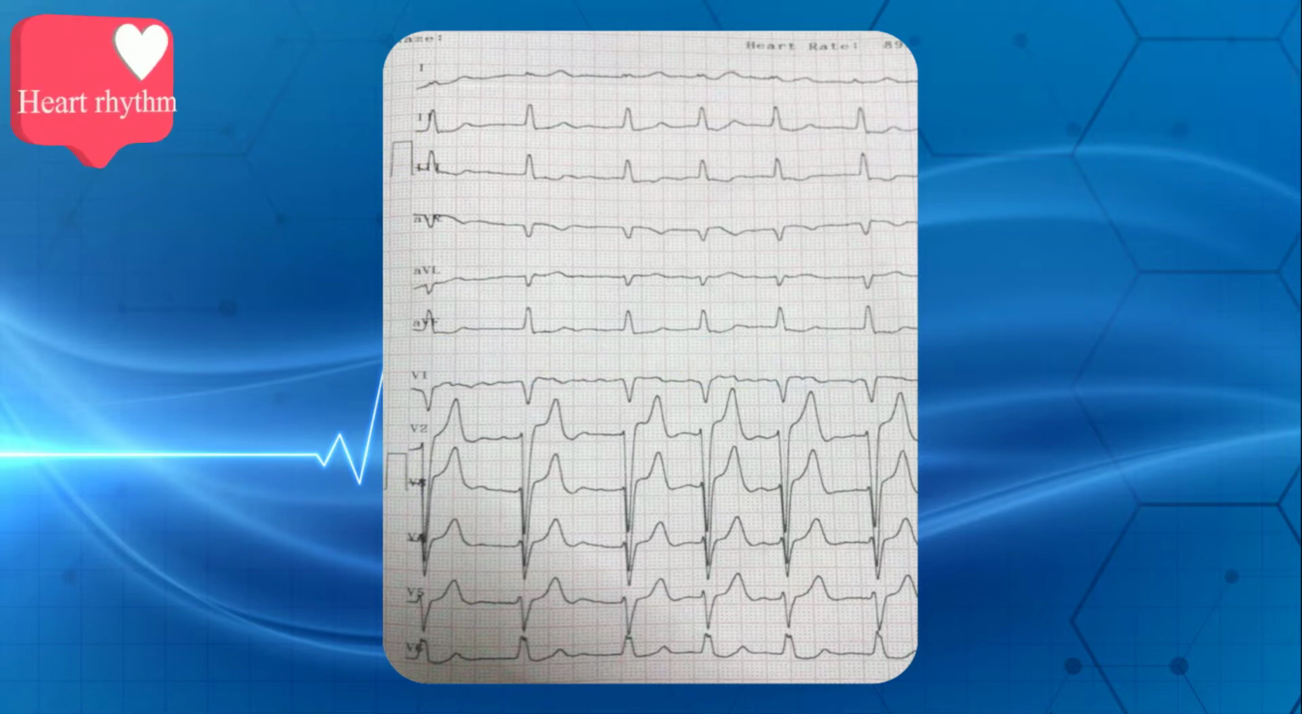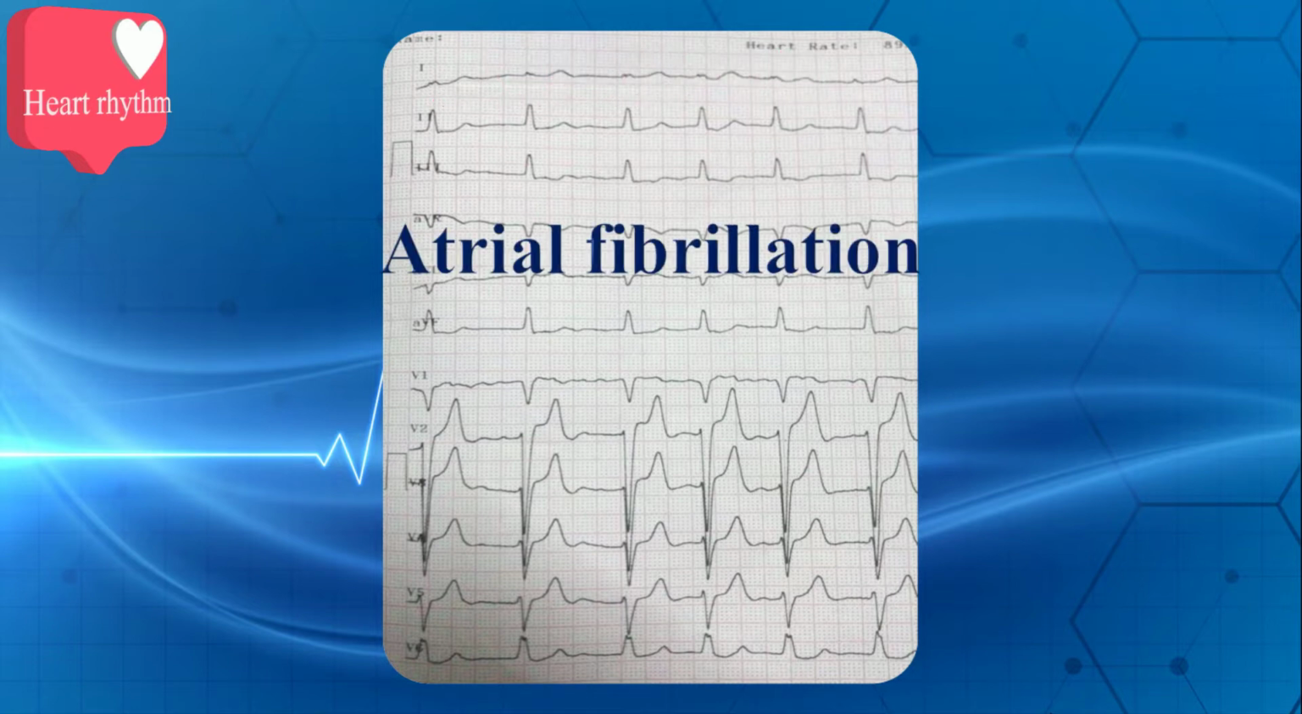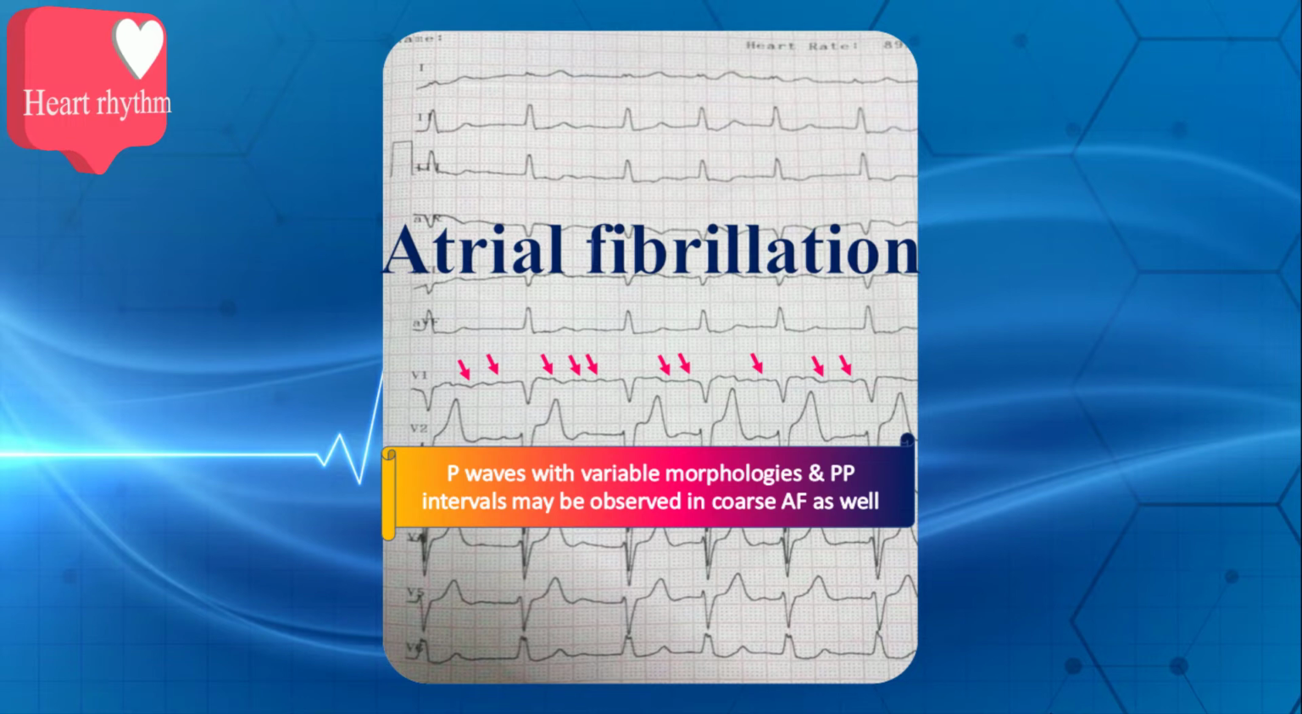Second is cardiac rhythm. The RR intervals are variable and irregularly irregular. No discernible P wave is present. So, the underlying rhythm is atrial fibrillation. Of course, you might see some deflections in favor of P waves. But remember that, P waves with variable morphologies and PP intervals may be observed in coarse AF as well.